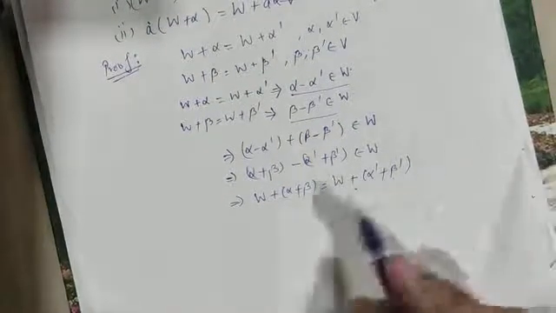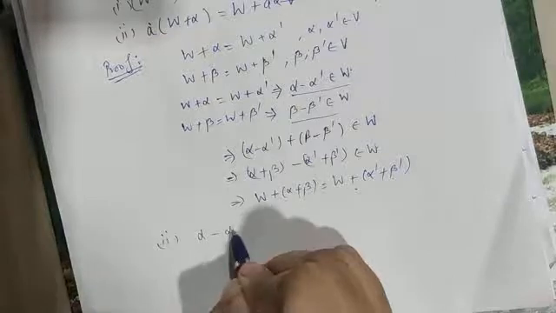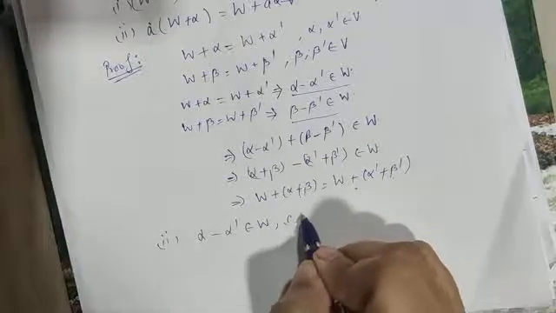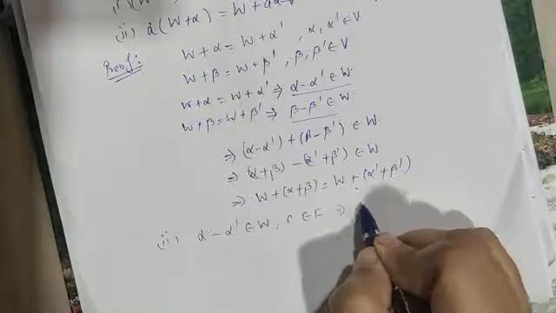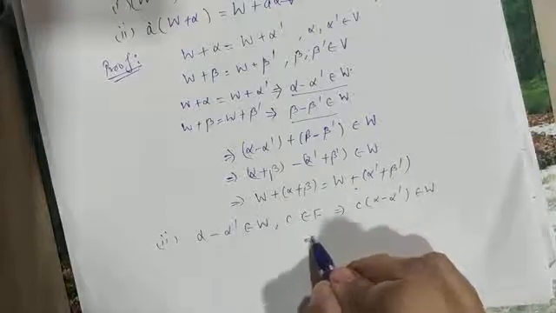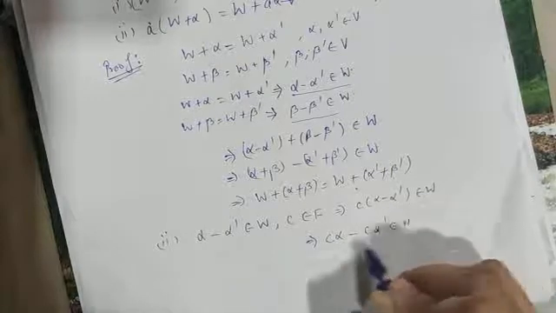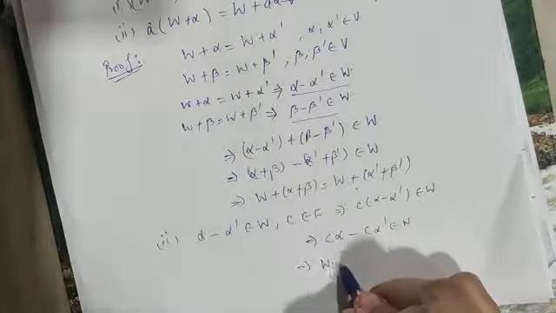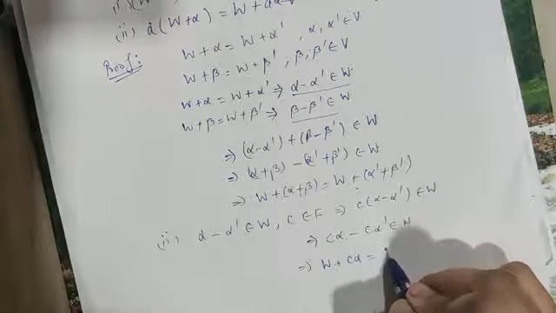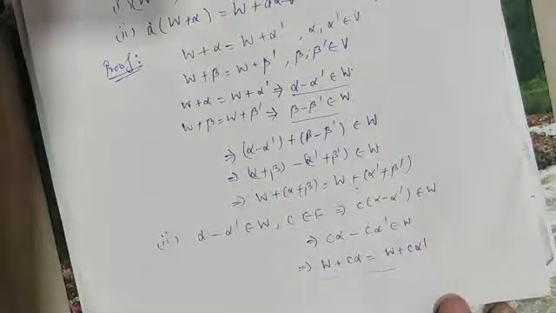In the same way, we can prove that scalar multiplication is also well defined. For this, we take alpha minus alpha dash belongs to W and c belongs to F. So this will imply c times alpha minus alpha dash belongs to W, and so c alpha minus c alpha dash belongs to W. So this implies W plus c alpha is equal to W plus c alpha dash. So scalar multiplication is also well defined.